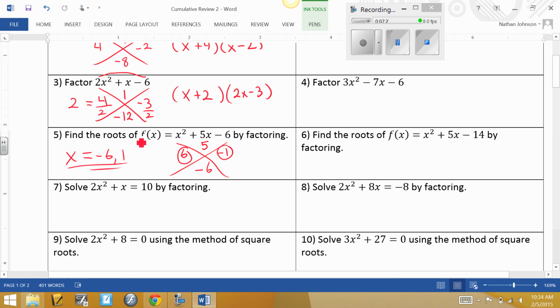Now it's important, guys, to realize that if I ask you to factor, you stop by giving me the two factors, as in problem 3. But if I ask you to find the roots or to solve, you're actually giving me the values where the graph would cross the x-axis. Go ahead and try problem number 6 using the same technique we used in problem 5.